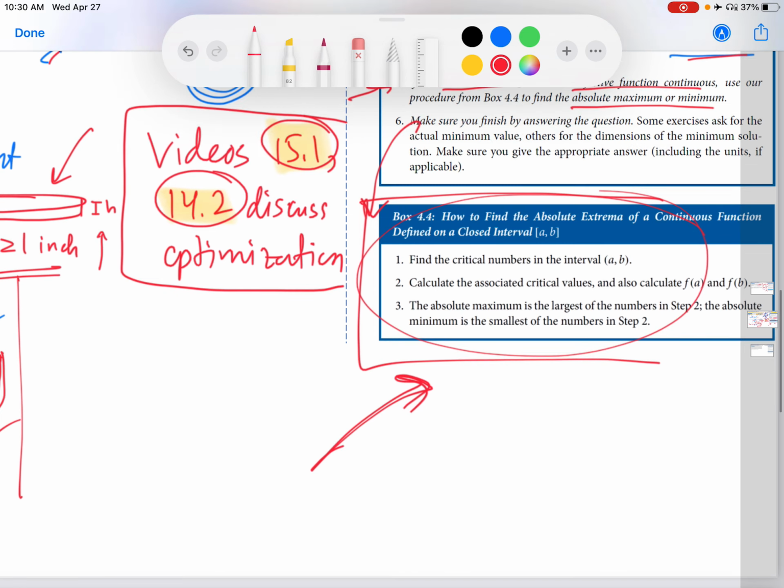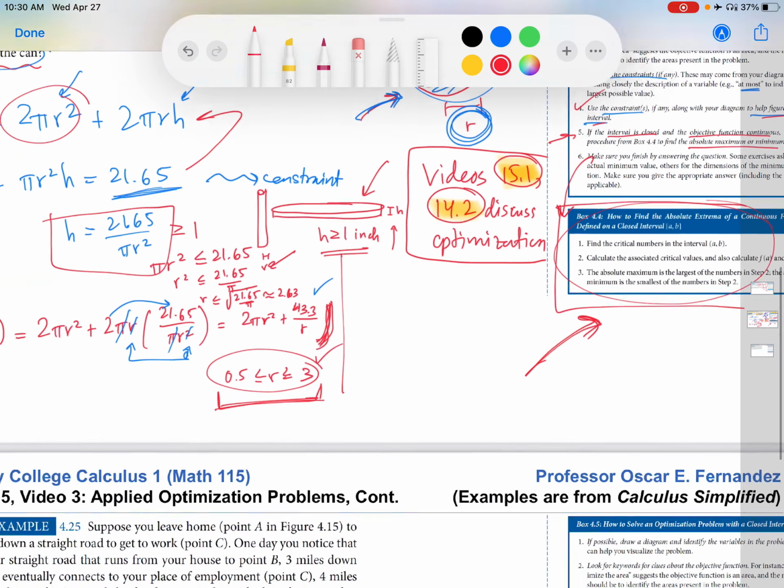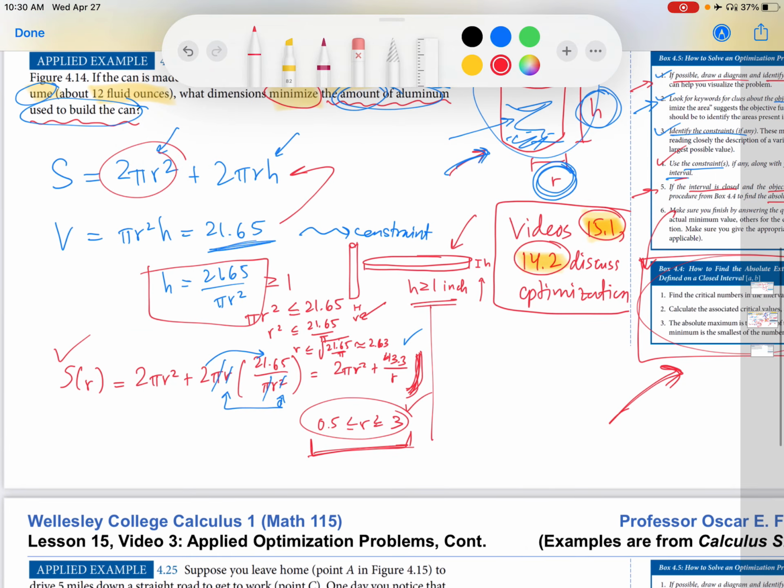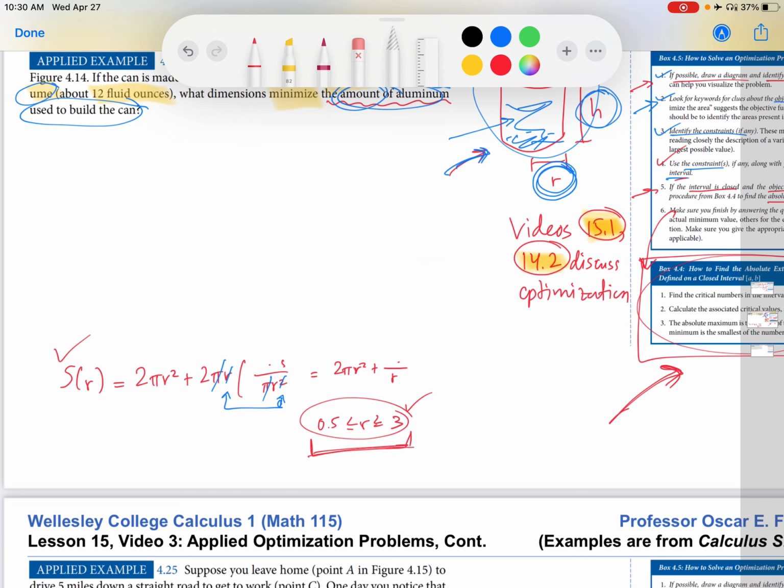Again, this is something that I talked about in video 15.1 and also 14.2. So I'm just going to go ahead and go through the procedure there to find our absolute max, our absolute min, because we are minimizing the amount of aluminum.